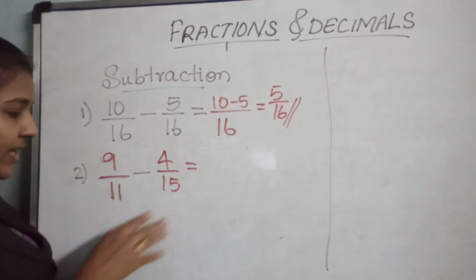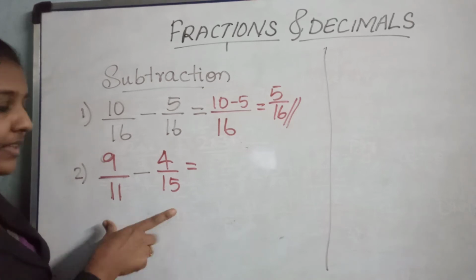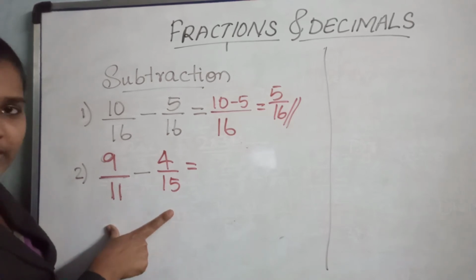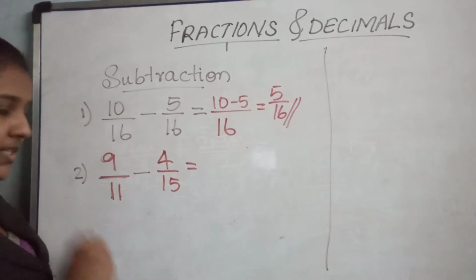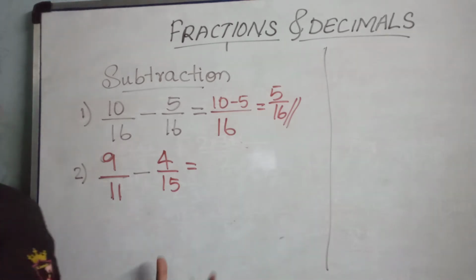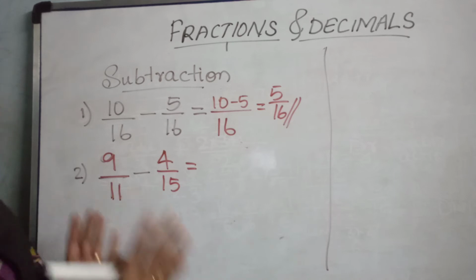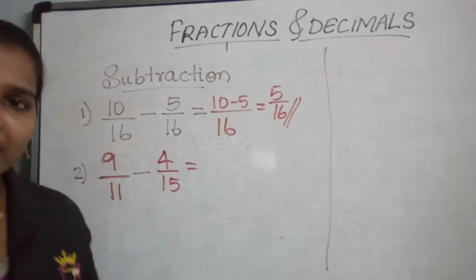Now come to the next one. Here we can understand these two fractions are not the same, isn't it? These are unlike fractions. Why is it an unlike fraction? Because they are not having the same denominator. So these are unlike fractions. So now we have to convert the unlike fractions to like fractions before doing the addition and subtraction both.